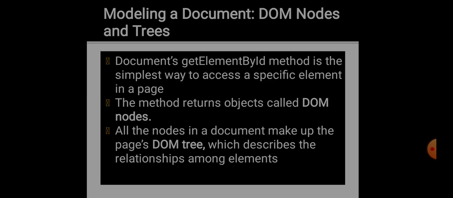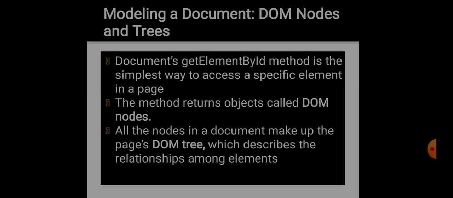Now we need to discuss modeling a document, that is, how you can model a document as a DOM tree. One of the document methods is getElementById. That is the simplest way to access a specified element in a page. If you want to access or modify a particular element in an HTML page, the first thing is we need to find it. For that, we can use the function getElementById with the id of the specified element. This method returns objects called DOM nodes.